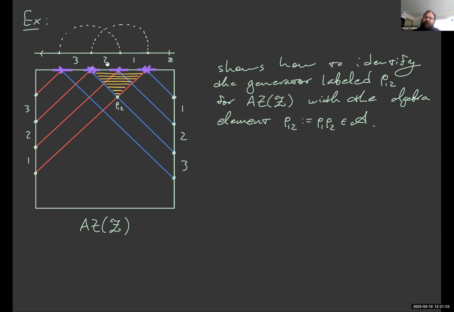The data of the pointed matched circle actually occurs in this picture. So here, to actually get AZ, you have to glue some little arcs together at the top of the diagram, and they're glued along the matching in the pointed matched circle. And so here, one can see that above this point that I've labeled rho 1, 2, the largest possible triangle goes out to the segments that are labeled 1 and 2. And this actually identifies this particular intersection point in the diagram with the algebra element rho 1 times rho 2 in the algebra.